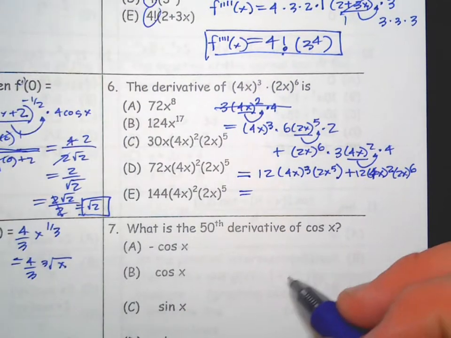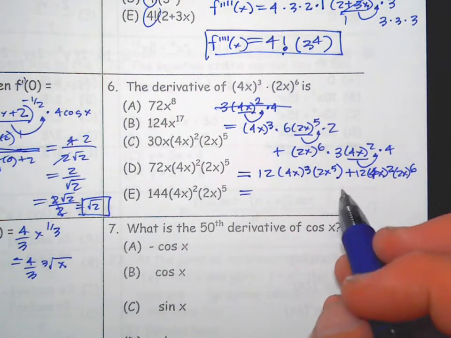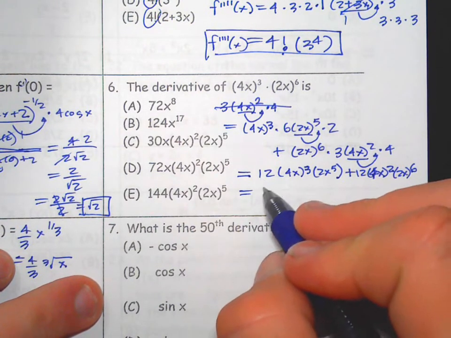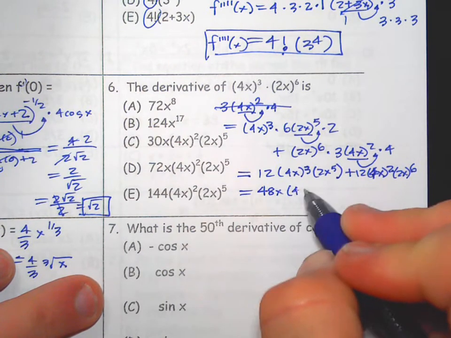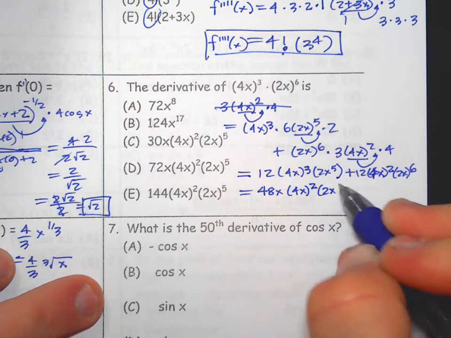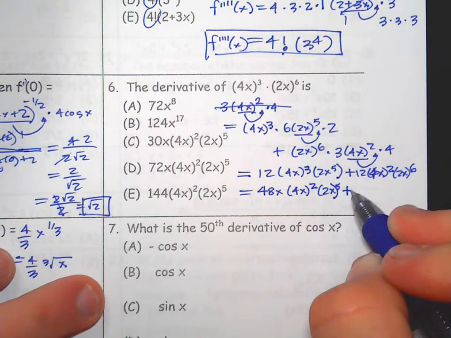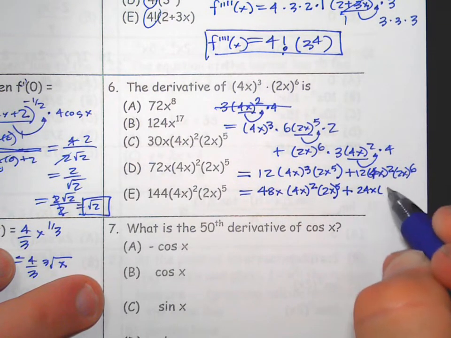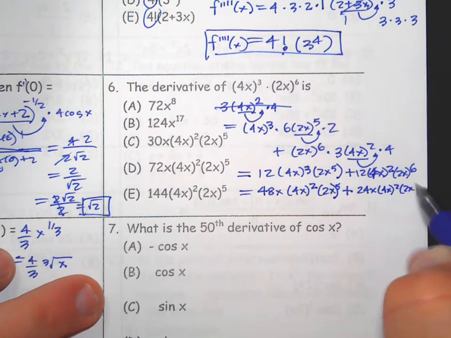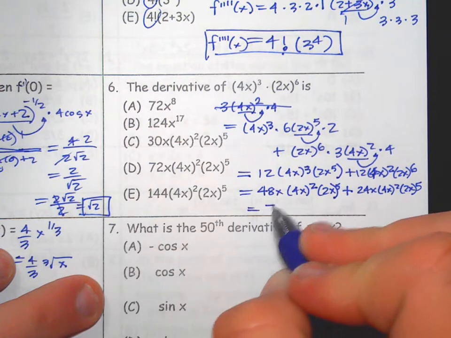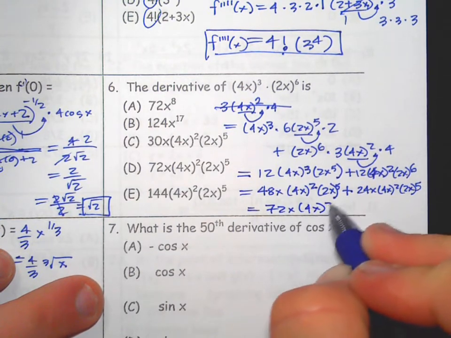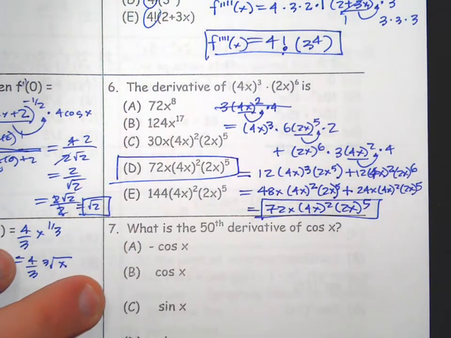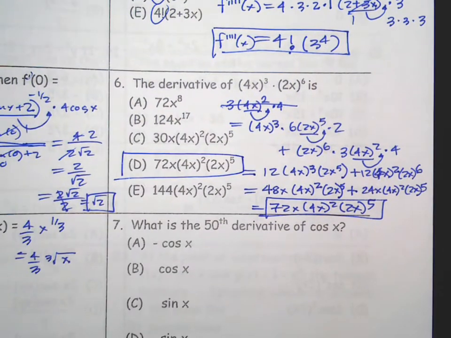Now, here's something interesting. Could we make both of these have a 4x squared and a 2x to the fifth? Like this one, we could take one of the 4x's out of this, and then that would be 48x. And then there would be a 4x to the second, 2x to the fifth, right? And then this one has a 4x squared already, so that's good. But it has an extra 2x, so I bring that out, and that'd be a 24x, 4x squared, 2x to the fifth. And now they're like terms, so we can combine them together, and we get 72x, 4x squared, 2x to the fifth, which I believe is on there. Dang, that was tricky. It's tricky just to get the answer to match their answers.